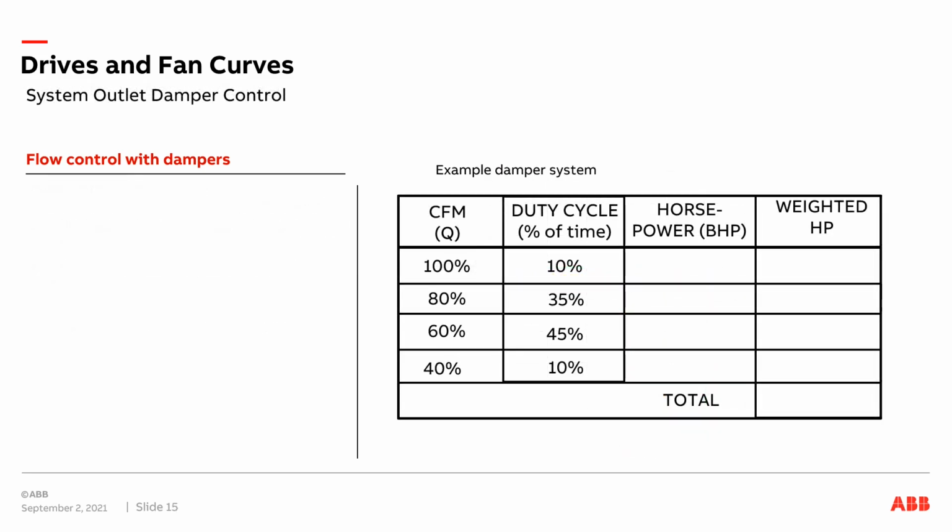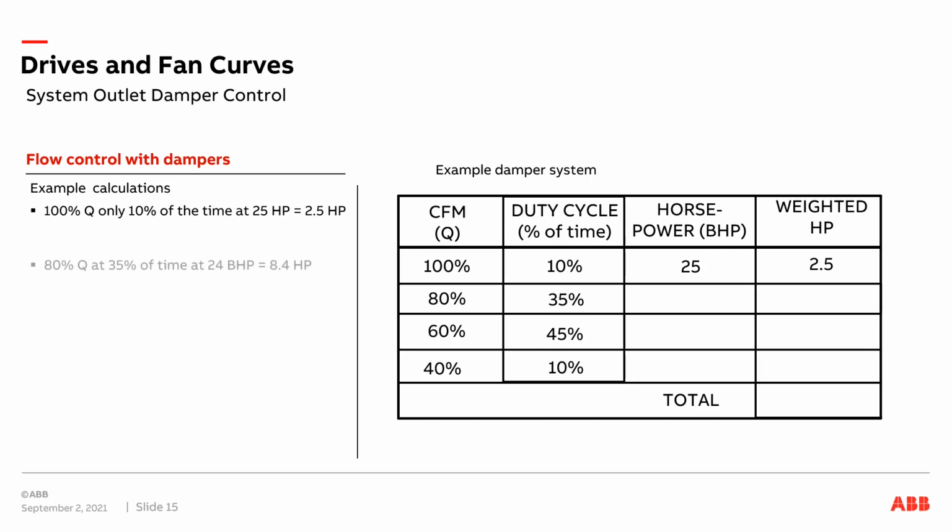Let's look at flow control with dampers and do some example calculations. So at 100% flow, and our duty cycle of 10% of the time, our system is designed for 25 brake horsepower. So at 10% of the time, 25 horsepower times 0.1 equals 2.5. That's your weighted horsepower. Looking at 80% flow at 35% of the time, because we've closed our dampers to reduce our flow, that's caused an increase of pressure on the fan itself. Our brake horsepower has dropped down to 24 horsepower, and our weighted horsepower comes out to 8.4.